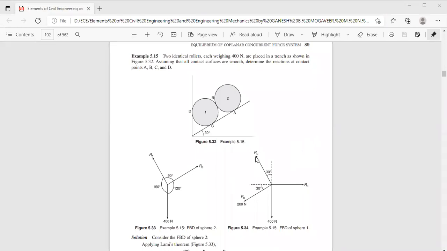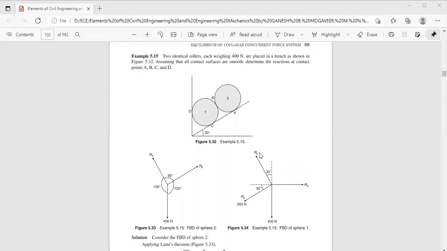Correct? Or else, since you have 2 unknowns here, you can keep this equation as 1. That is sigma Fx is equal to 0: RD minus RC cos 60 minus 200 cos 30 is equal to 0. Now, sigma Fy is equal to 0. That is RC sin 60. If you resolve this, its vertical component is RC sin 60 minus 200 sin 30 minus 400 is equal to 0.